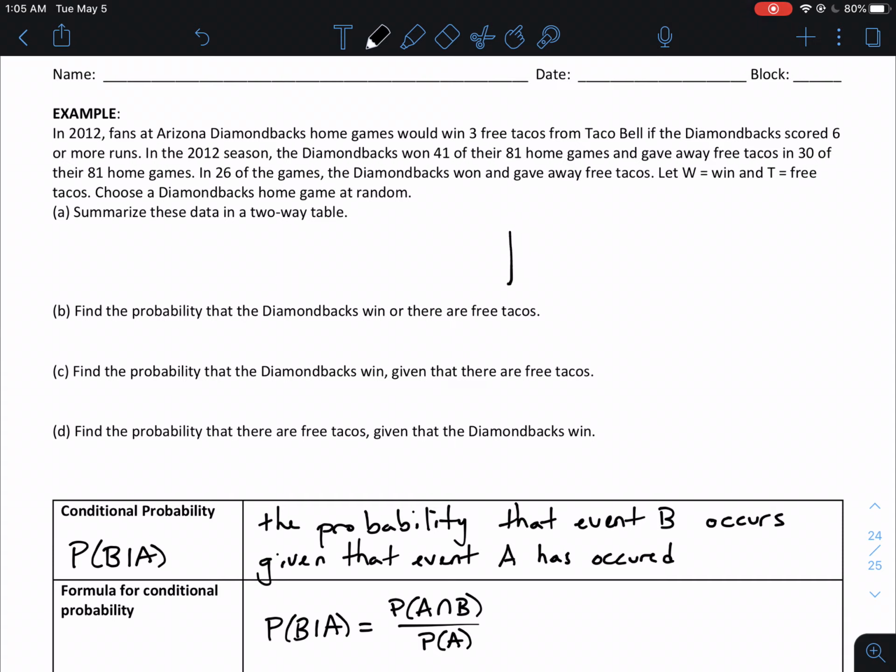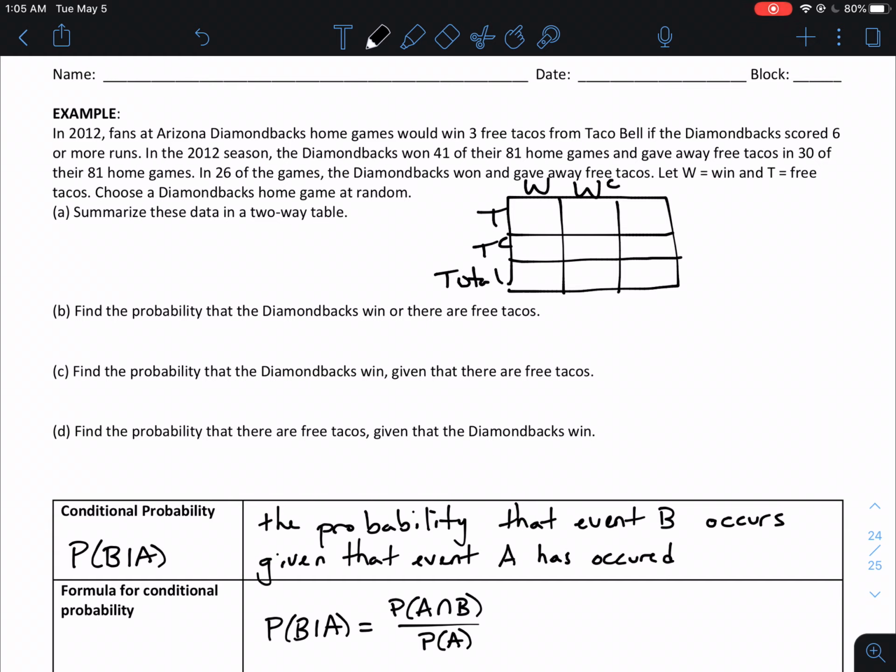All right, this would be a good chance, if you wanted to, to go ahead and pause the video, make your two-way table, and see if you get the same thing as I do. I'm going to let the wins go across the top, so wins and wins complement, and then let free tacos and tacos complement go down the side. So if you want it to match up with mine exactly, that's how mine will be set up. If you want to go ahead and pause the video right now, feel free to do that, and then we'll get rocking and rolling.